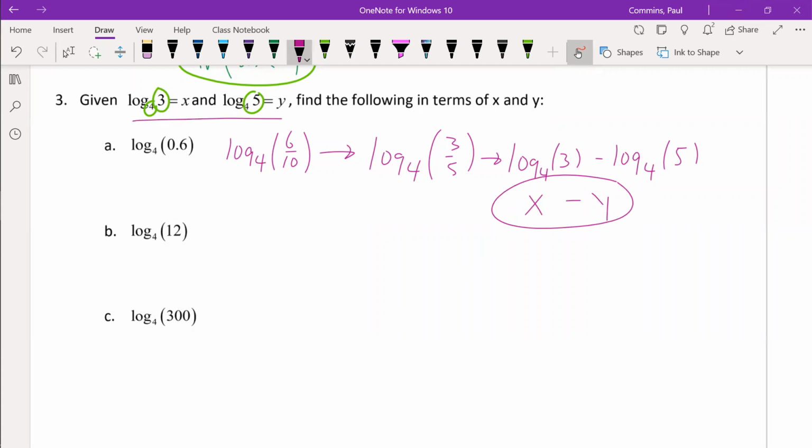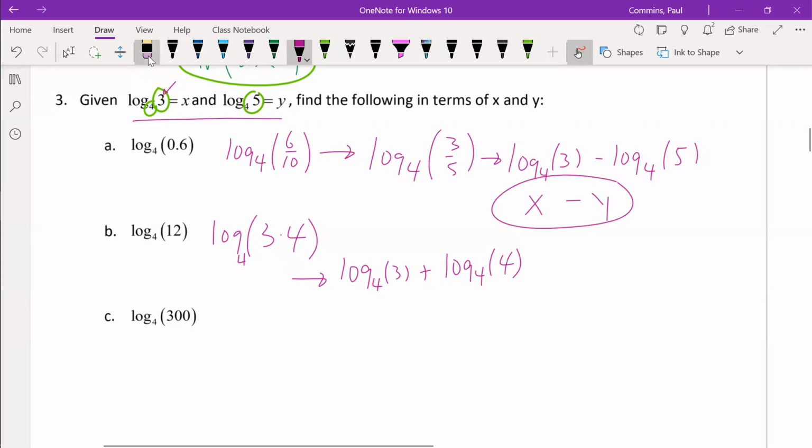This one, if you write it as a product, it's 3 times 4. We know what to do with 3 because we have that right here, and we know what to do with 4 because it's a base 4 logarithm. The powers of 4 are easy. So this thing is the same as the log base 4 of 3 plus the log base 4 of 4. Log base 4 of 3 is just x. Again, I'm working off these definitions up here. So this is x.